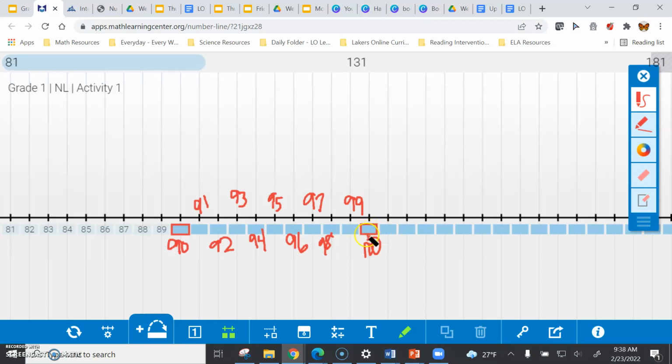Here's my challenge for you now. I'd like you to keep counting, and you're going to count on from the number 100, which is right here, this red box, all the way down to this red box. And what will that missing number be?